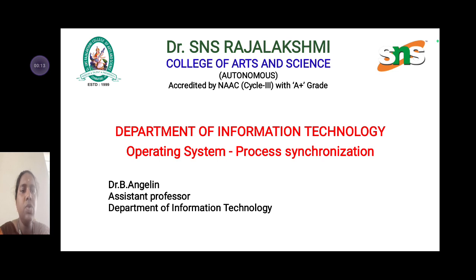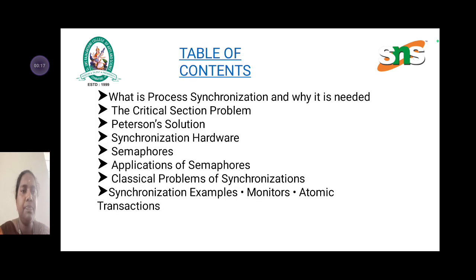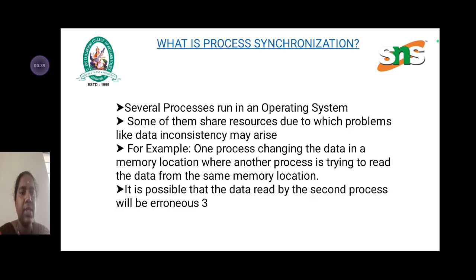Now I am going to discuss process synchronization in operating system. These are my table of contents. What is process synchronization and why it is needed? The critical section problem, Peterson solution, synchronization hardware, semaphores, applications of semaphores, classical problems of synchronization, synchronization examples such as monitors, atomic and transactions.